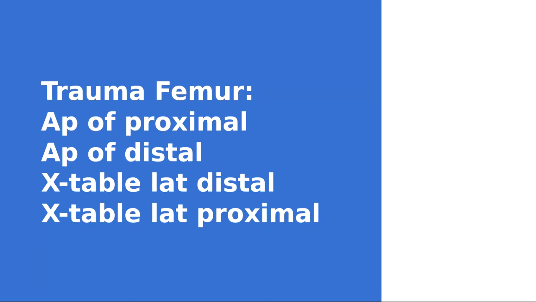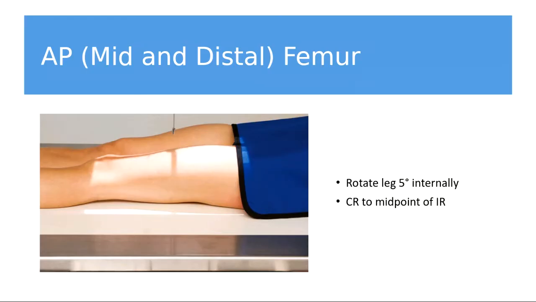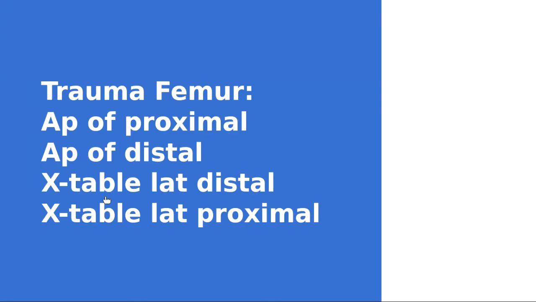Okay. So when we do AP of the mid and distal, typically this is how we start out, with AP distal. You usually start at the bottom. I know this slide says AP proximal, AP distal, but truly you would do the AP distal first. So you would do this one first, this one second, and most likely this cross table distal third, and then the proximal, which is a different view, fourth. All right.